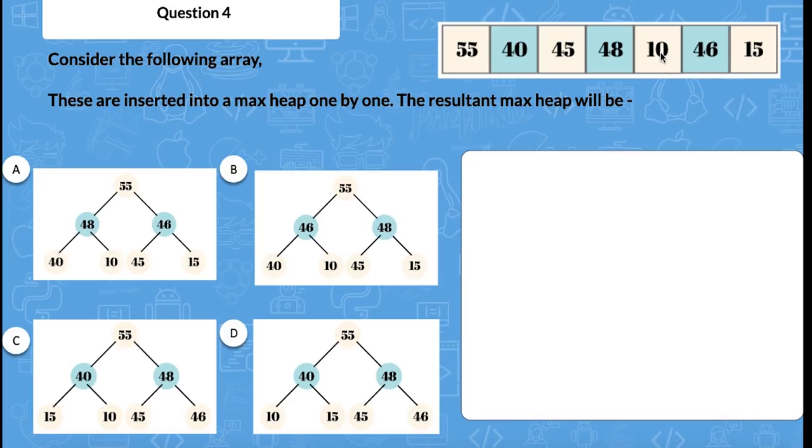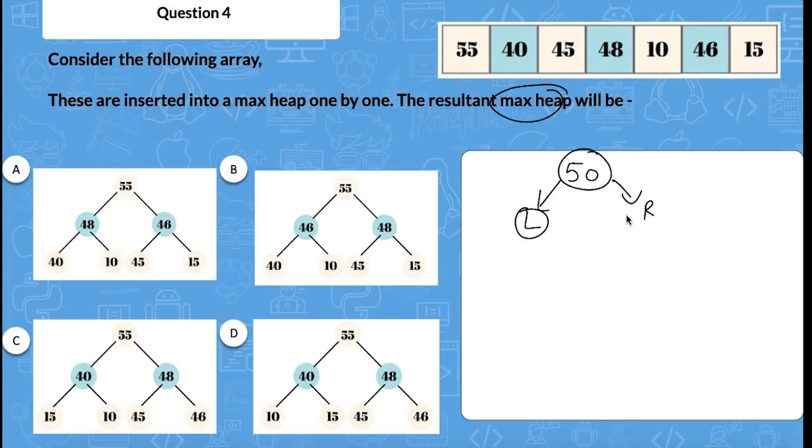These are inserted into a max heap one by one. The resultant max heap would be, so first you need to understand what is max heap. So let me just put it randomly here. Max heap is basically, if I put 50 here, the first rule is first you fill the left child, and then you fill the right child. So left child will come first, and then right child will come.